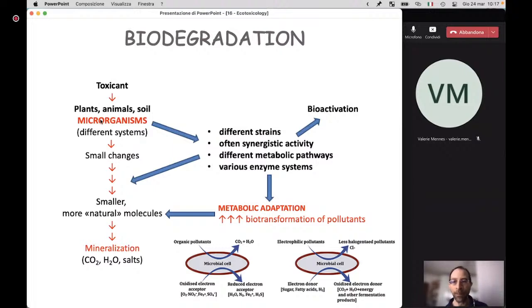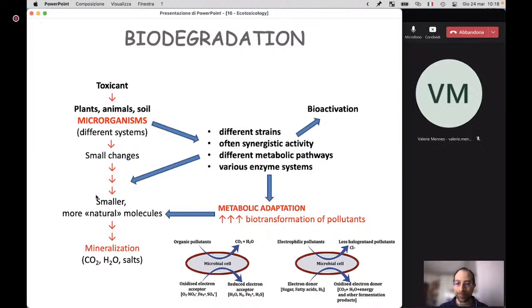Usually, microorganisms carry out just small changes to the molecule, but since there are a lot of microorganisms, those small changes will accumulate over time, since the product of the first change will be the substrate of another change by, for example, another strain of microorganisms, and so on. So those changes will accumulate and will produce smaller molecules. Usually microorganisms break down big molecules in order to produce smaller molecules. And those molecules are more similar to what you could already find in nature, so they are less dangerous, less poisonous.